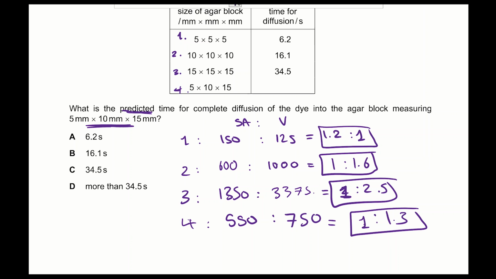Now, we have to look for the surface area to volume ratio which is closest to 1 to 1.3. Therefore, making 1 the most suitable, since 2 is 1 to 1.6, which is way further, and 3 is 1 to 2.5. Therefore, the time would be too long. Therefore, we are predicting that the time would be quite similar to 1. Therefore, the answer in this case would be 6.2, which is A.